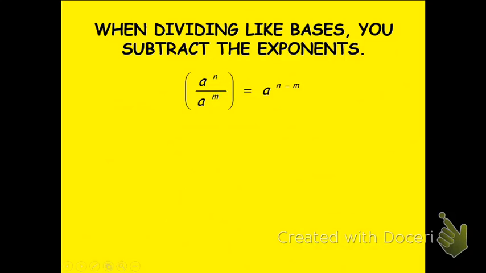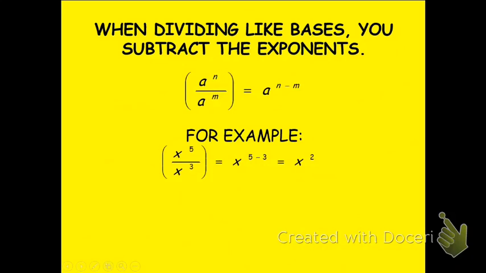So let's look at our example. Okay, we have x to the fifth divided by x to the third. We're looking at both of our bases. Are our bases the same? Yes, they are. So now you're going to take your exponents and give you 5 minus 3. 5 minus 3 gives us 2. So we know that what? Our answer after this is x to the second power.